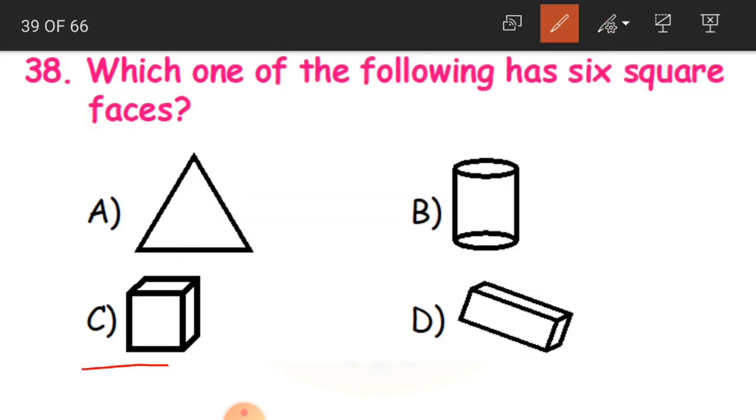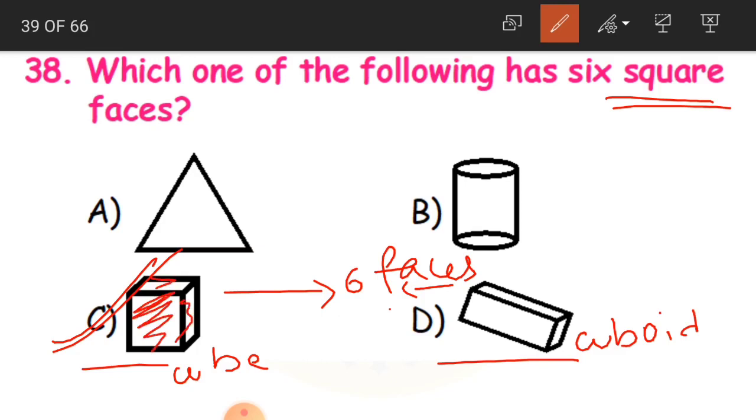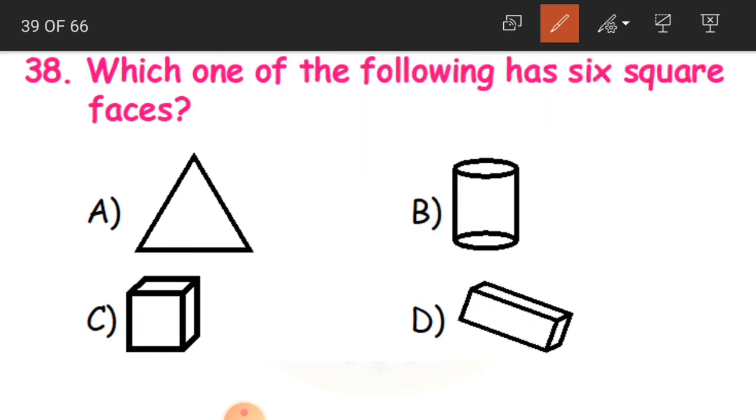Now coming to C and D. C is a cube and D is a cuboid. As we all know, both cube and cuboid have 6 faces. But in the question, they have clearly mentioned that it should have 6 square faces. So cube becomes our answer. All the faces of a cube are squares. If it was 6 rectangle faces, then our answer would be cuboid. Okay, children? So what is our answer here? 6 square faces is our cube.